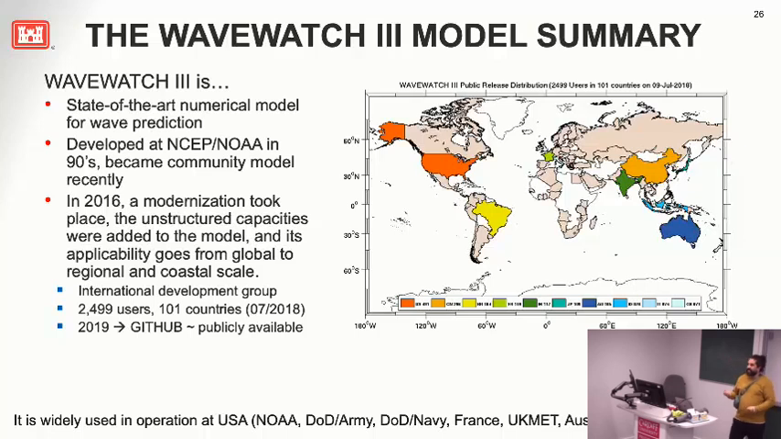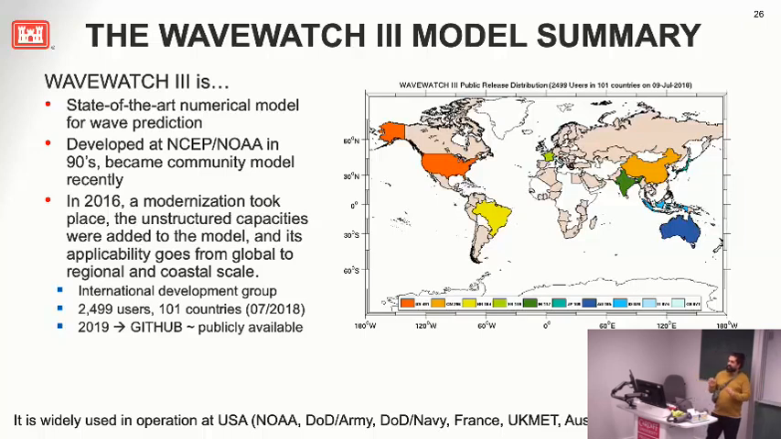WaveWatch III is a model whose development started in the 90s at NOAA NCEP, where I used to work. And then in 2017, when I took charge of the development, we modernized the code. The original WaveWatch was meant for global scale applications with coarse resolution simulations, like 20 kilometer, 50 kilometer. When I came on board, we added the unstructured capability, which I will show you momentarily.